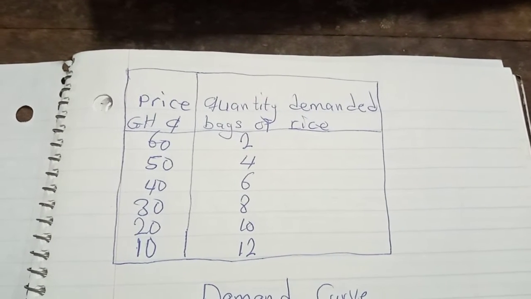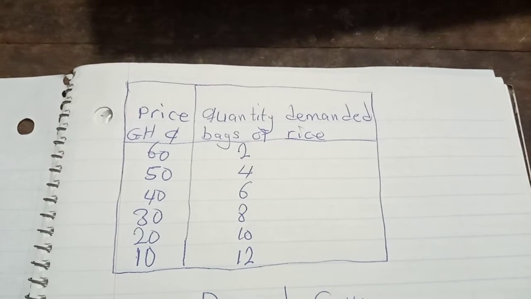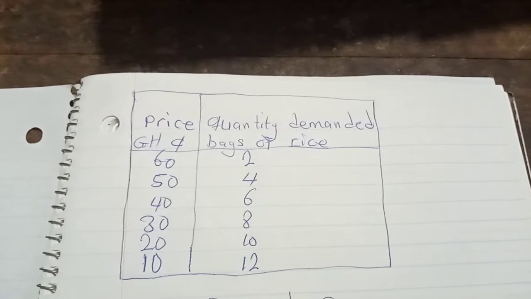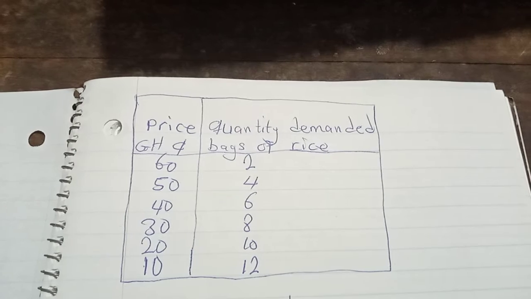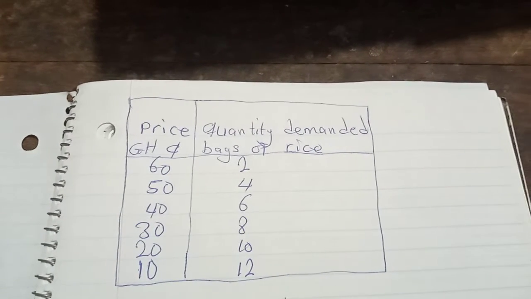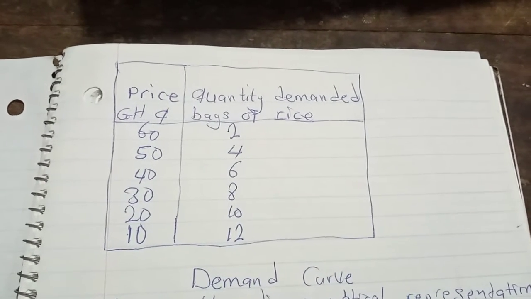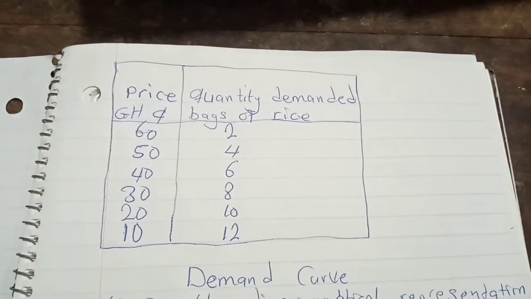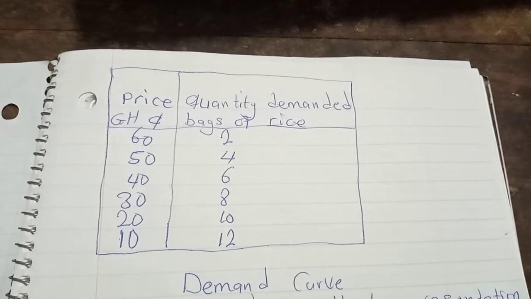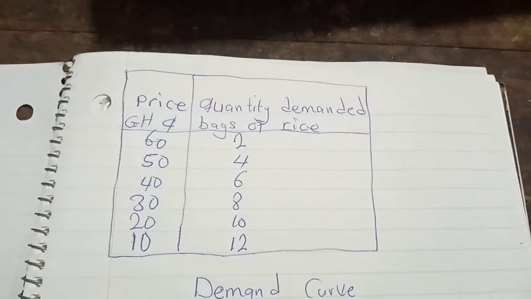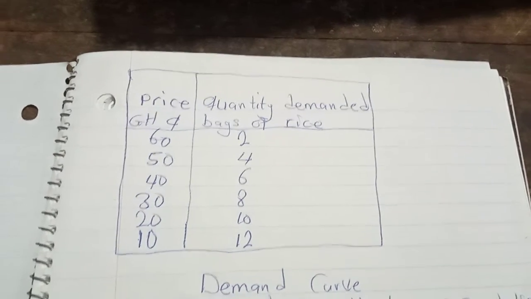Then you come down, you see the price reduce from 60 cedis to 50 cedis. Then the consumer increases by an additional 2 because he has additional money to buy that amount. So in that order, you can see clearly at the bottom, when the price is cheaper, 10 cedis, the consumer buys 12 bags of rice because the price is so cheap, so he can afford to buy much of it.